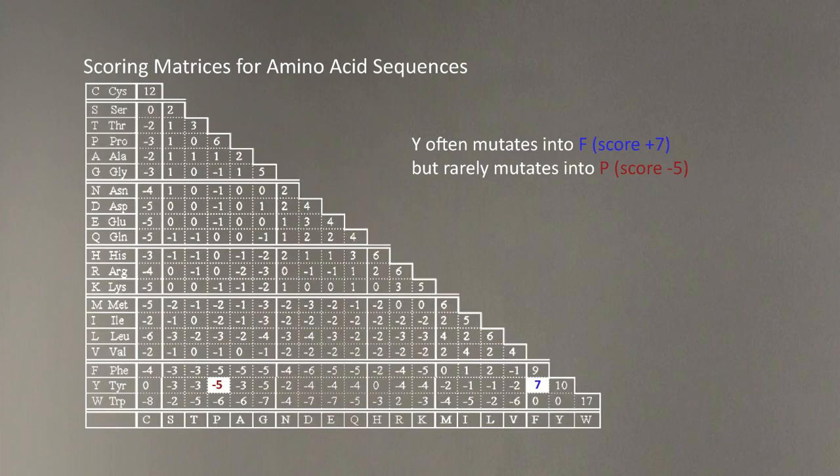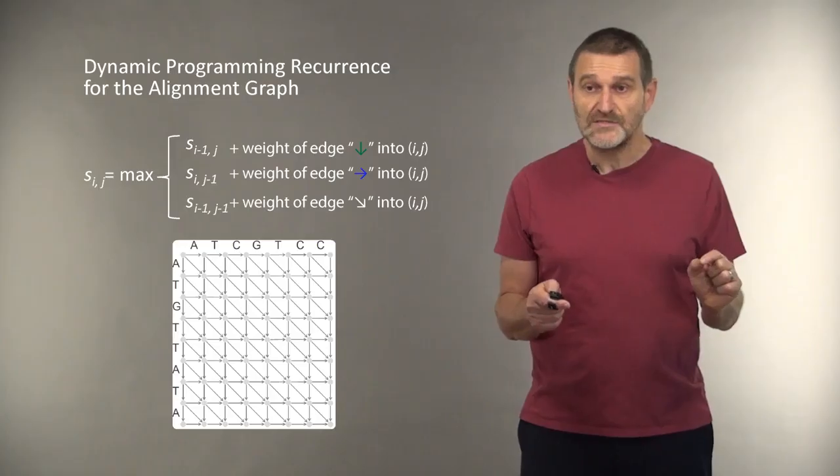In fact, biologists invest a lot of efforts into designing adequate scoring matrices, particularly scoring matrices for amino acid sequences. And the goal of the scoring matrices is to reflect the mutation propensity of different amino acids. For example, amino acid Y often mutates into F, and that's why it gets high score +7, but rarely mutates into some other amino acids, for example proline, and in this case it gets a penalty of -5. And this is an example of a scoring matrix that biologists use.